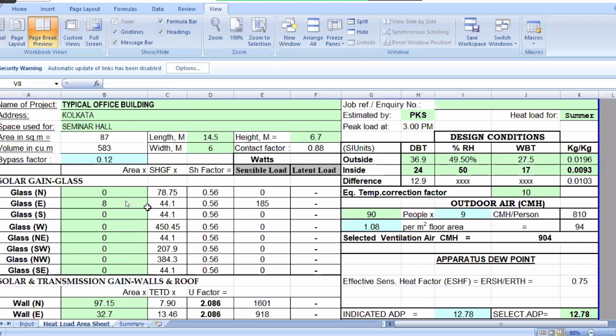Now, seeing the drawing of the seminar hall, there is a glass window on the east side. So this was the area, multiplied by solar heat gain factor and shading factor. So this was my sensible load. Then on the south, there was no area, no glass. Only the east side had glass.